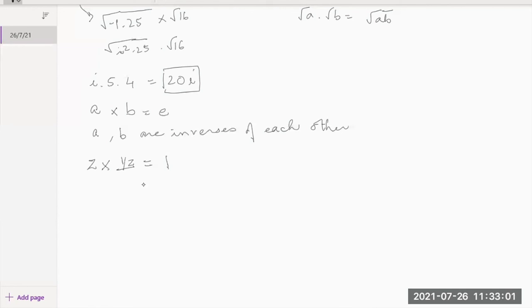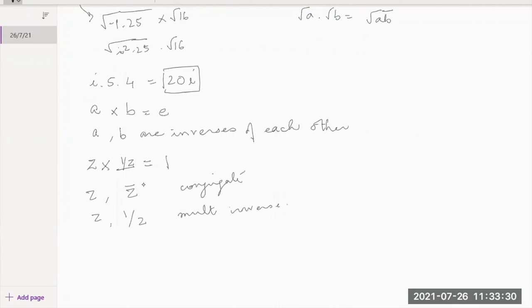Please don't get confused with the word conjugate. Conjugate is another thing: z and z conjugate. Then z and 1 by z are multiplicative inverses. This is conjugate I'm talking about. Here, this is multiplicative inverse. So these are different things over here.